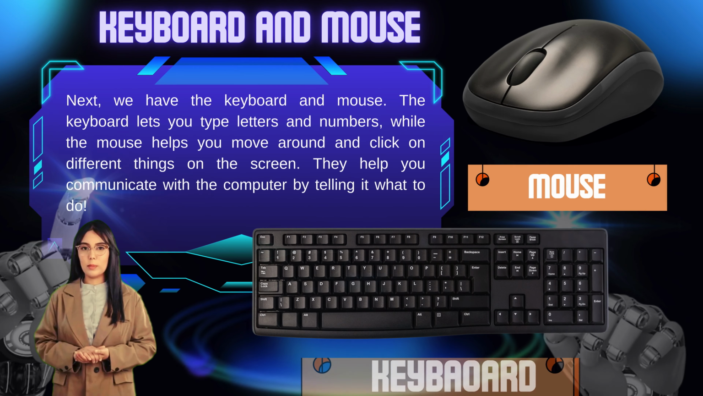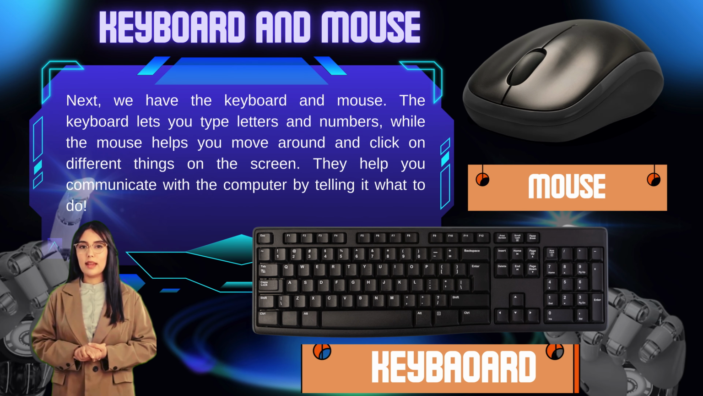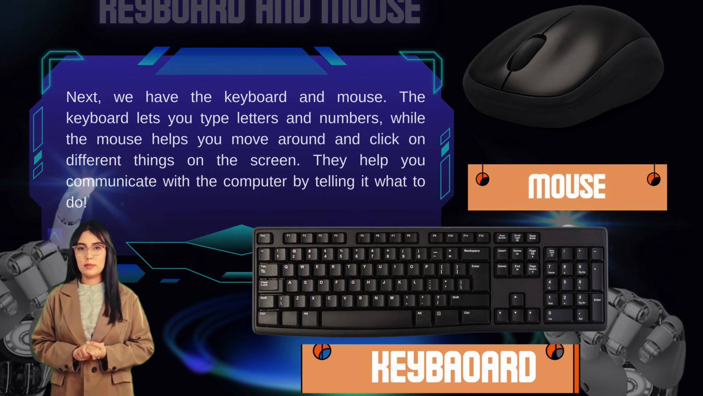Keyboard and mouse. Next, we have the keyboard and mouse. The keyboard lets you type letters and numbers, while the mouse helps you move around and click on different things on the screen. They help you communicate with the computer by telling it what to do.